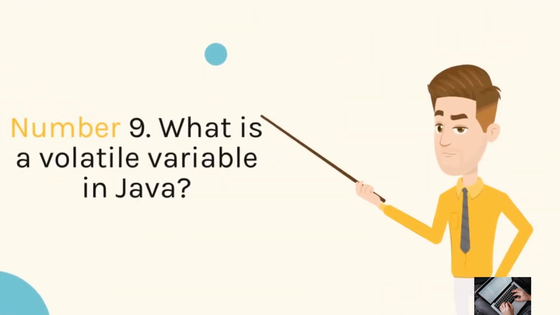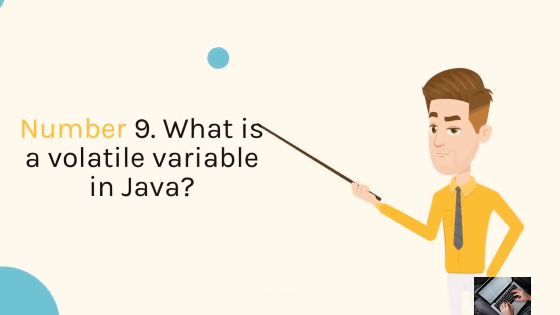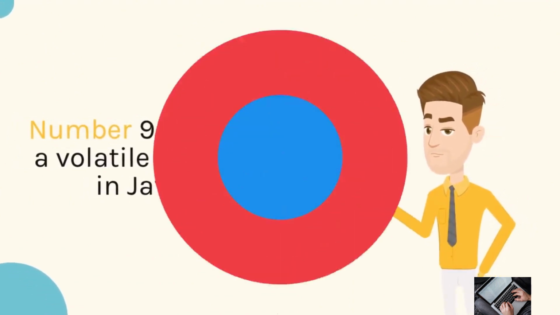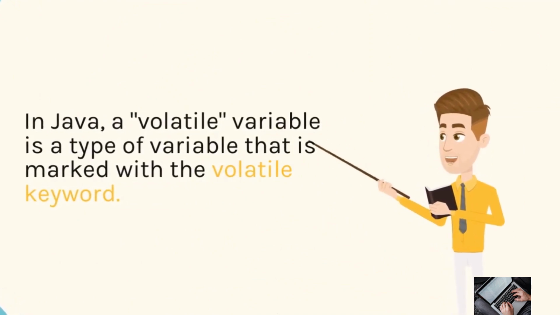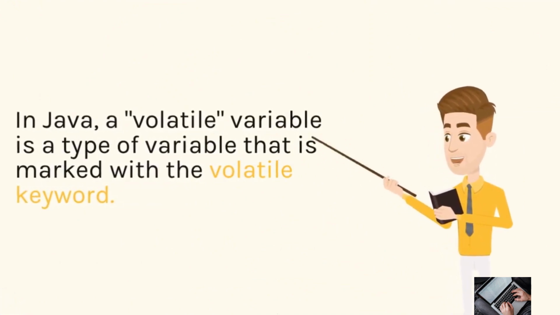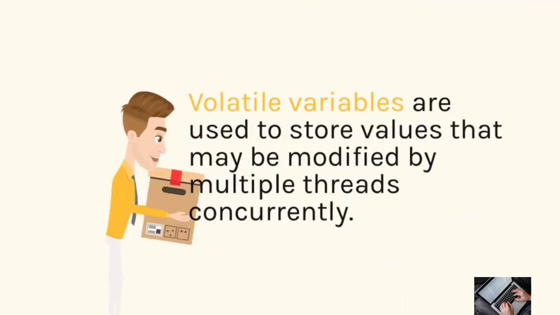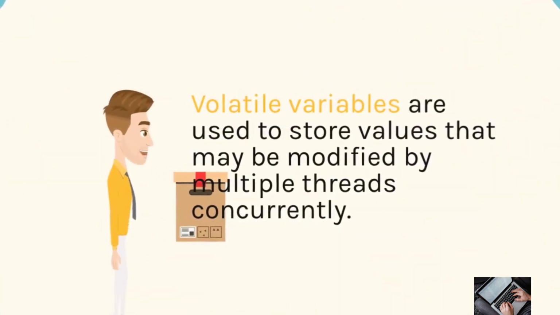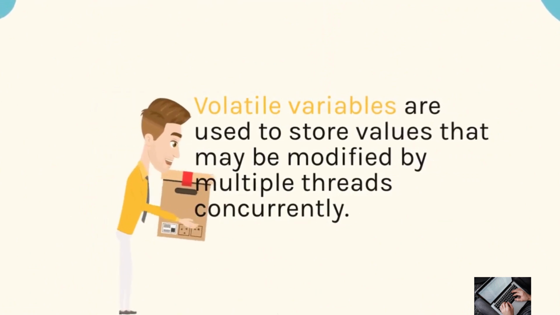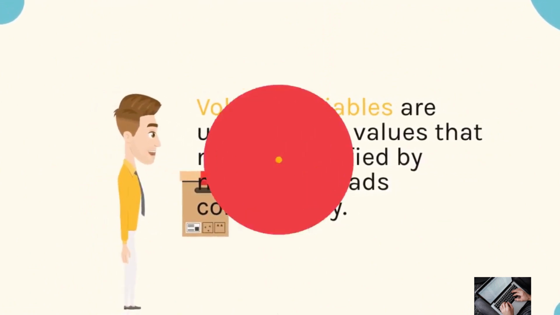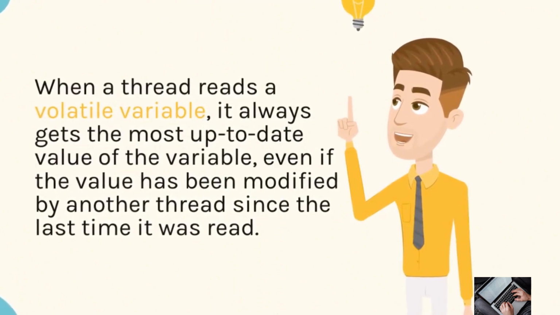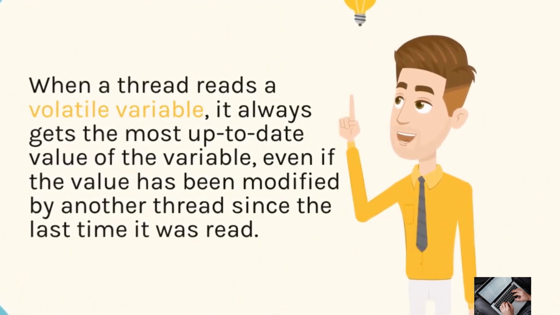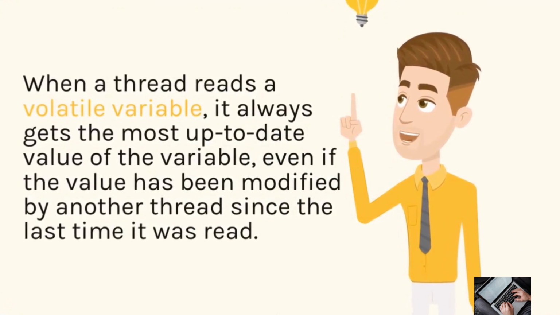Number 9. What is a volatile variable in Java? In Java, a volatile variable is a type of variable that is marked with the volatile keyword. Volatile variables are used to store values that may be modified by multiple threads concurrently. When a thread reads a volatile variable, it always gets the most up-to-date value of the variable, even if the value has been modified by another thread since the last time it was read.